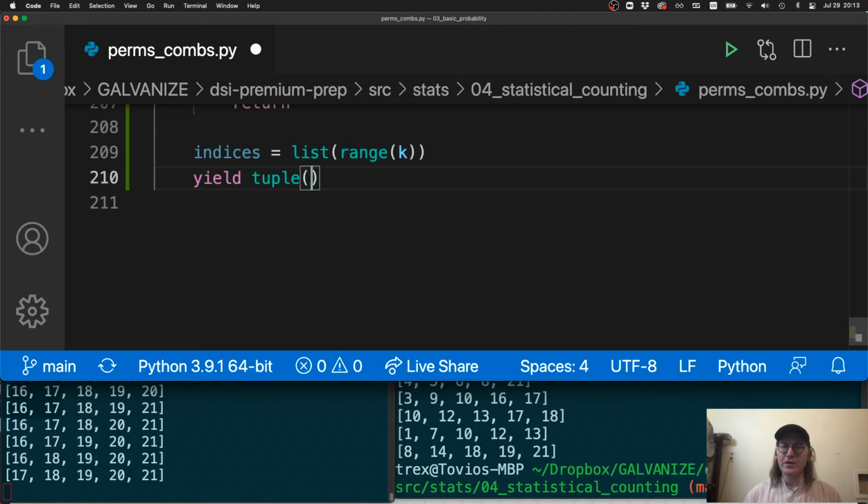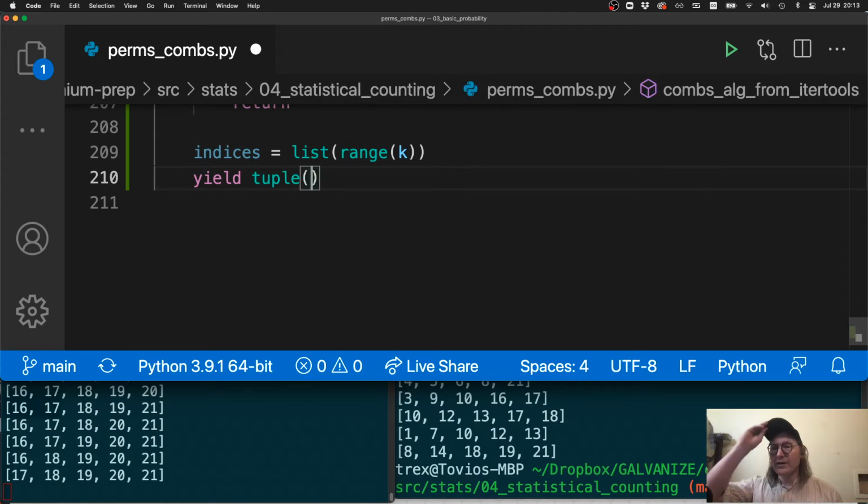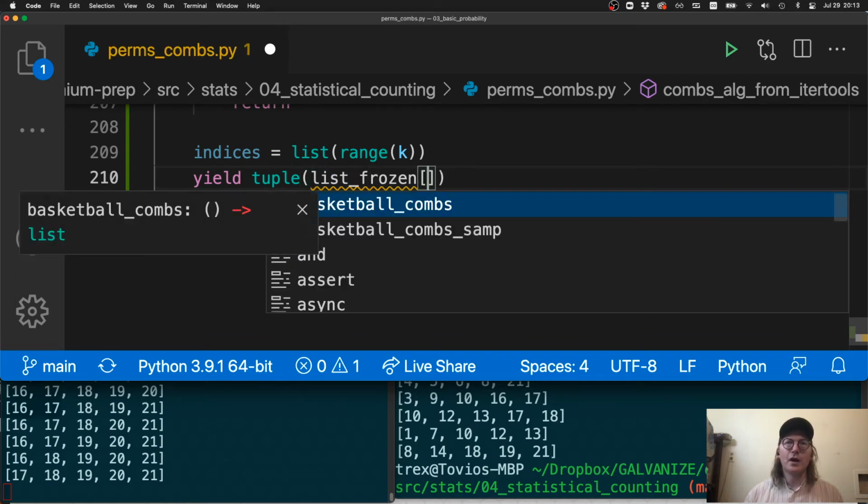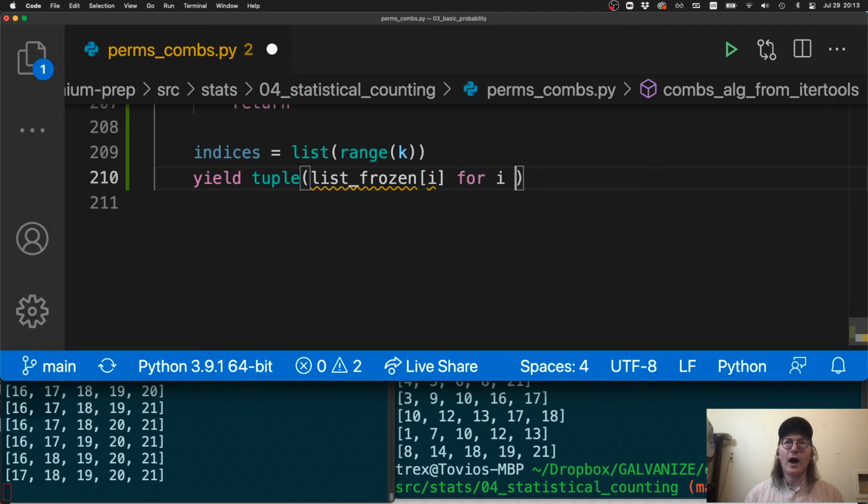You can use it to make things called generators that are way less computationally expensive, and they're more Pythonic. They're a more Pythonic paradigm when you get to them. So this is a very, very light introduction to yield. At the end of the day, we're going to get a function that returns something for us, which is really what we're going for. But I'm going to yield the tuple list frozen sub I for I in indices.